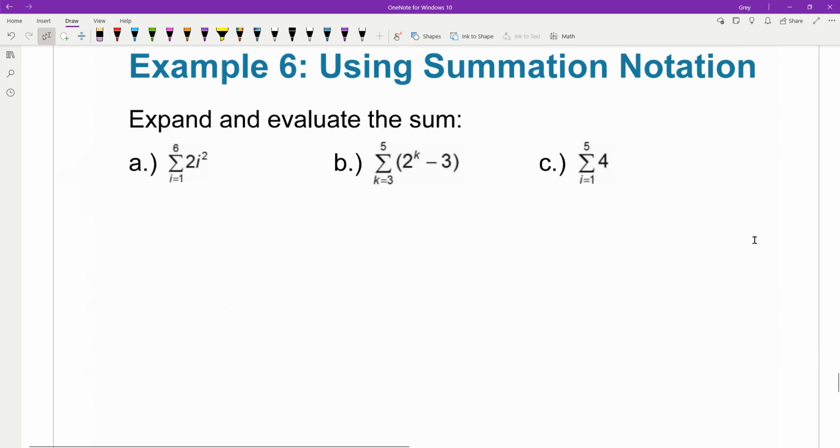Expand and evaluate the sum, each sum here. So I have A, the sum from i equals 1 to 6 of 2i squared. So my function itself is 2i squared. The first term is when i equals 1, and that's going to give me 2. The second term is when i is equal to 2, and that's going to be 8. The third term is when i equals 3, and that will be 18.